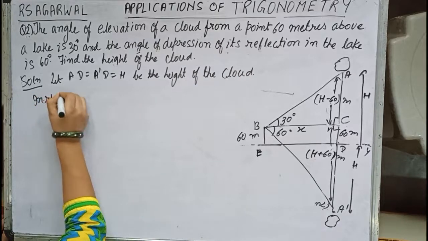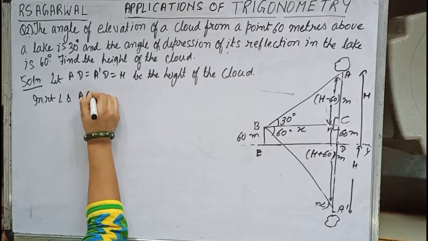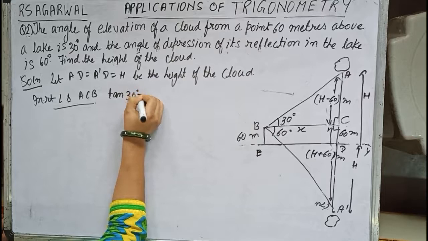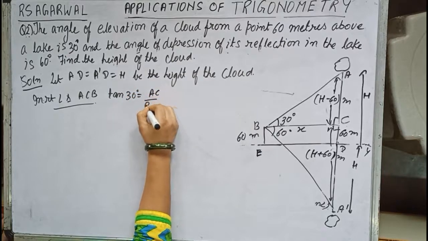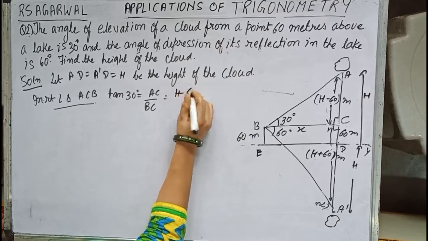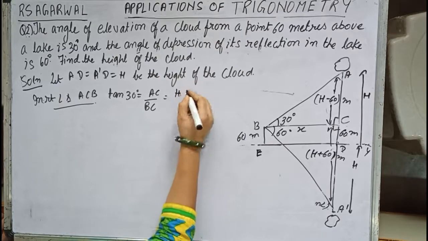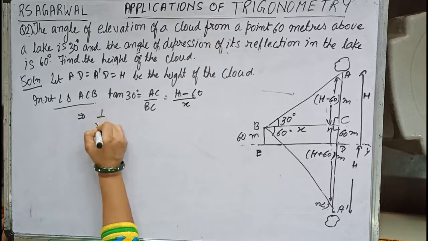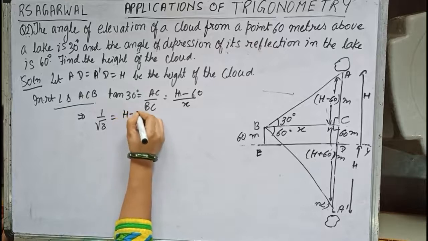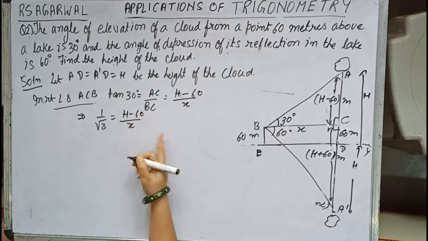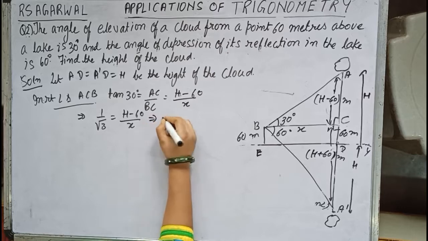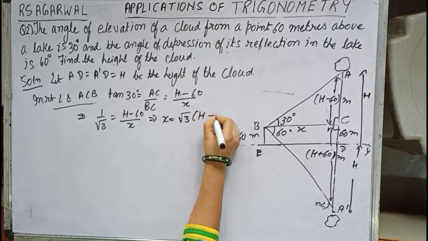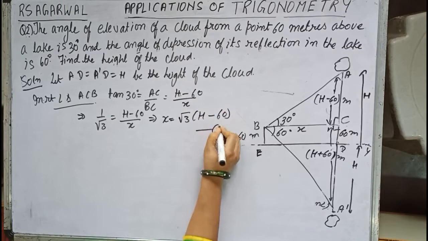In right angle triangle ACB, tan of 30 degree equals perpendicular by base, equals H minus 60 by X. This implies 1 by root 3 equals H minus 60 by X. We don't need X, so I'll eliminate X. This implies X equals root 3 into H minus 60. Let us make it equation number 1.